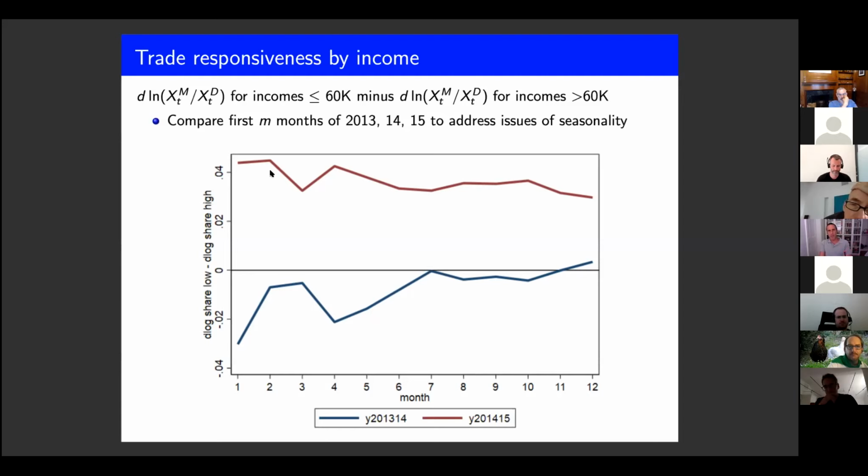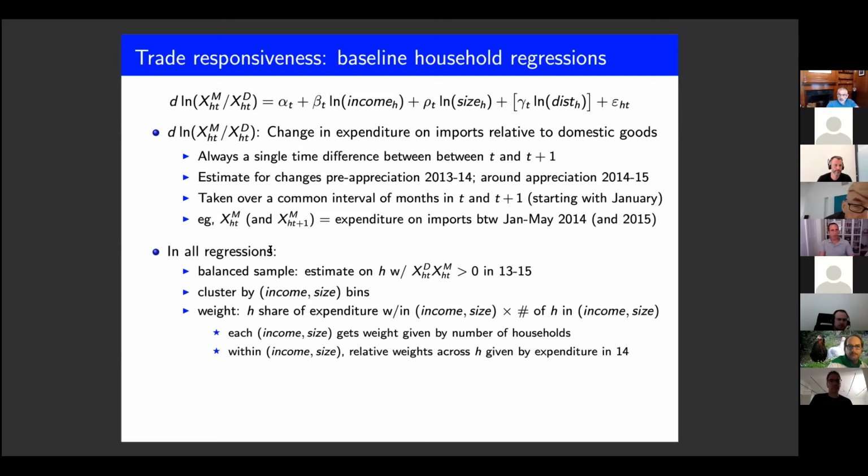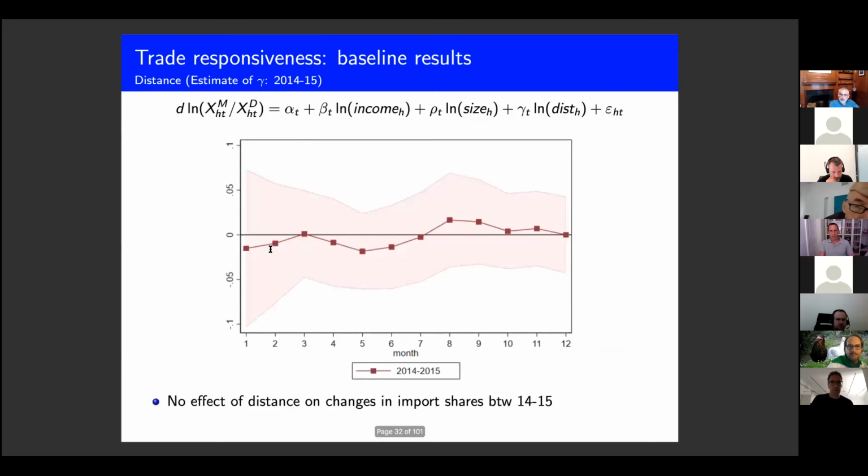Let me do this now at the household level. So we're going to run this regression first at the household level. So it's the change in the expenditures on imports versus domestic, again horizon by horizon, month by month, on income of the household, size of the households, and distance. We're going to look at a balanced panel of households, and I explained a lot of this already. And we're going to try different weights, different clusters. So let me show you what you get.